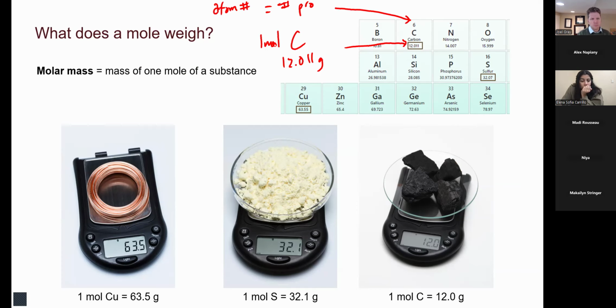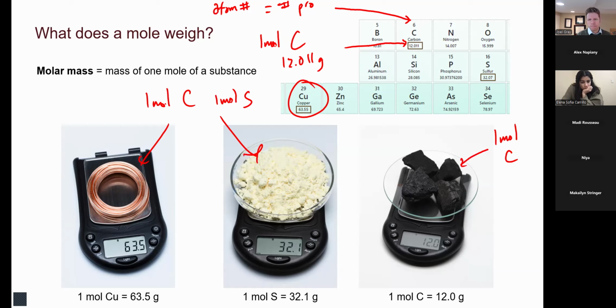1 mole of copper, if you look at that on the periodic table, is 63.55 grams. So right here, we've got 1 mole of copper. Right here, it's 1 mole of sulfur. This is 1 mole of carbon.